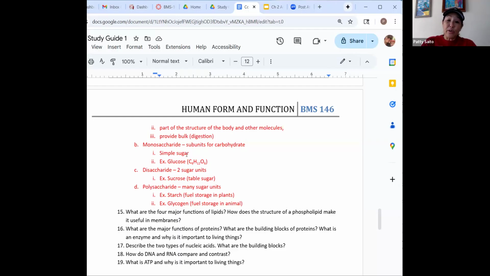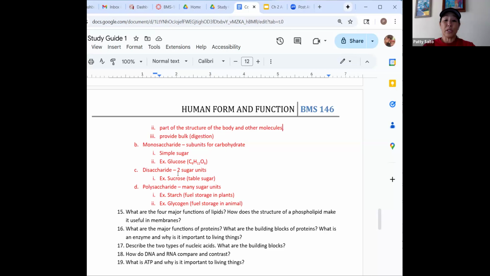And we can put sugar units together to form larger molecules. So I call it a subunit for carbohydrates. It's the basic unit of a carbohydrate, a monosaccharide. So an example is glucose, C6H12O6. There are 6 carbons, 12 hydrogens, and 6 oxygens in this molecule, but it's still considered a simple sugar. Glucose is really important. It's one of the main fuels in our body to make ATP, or energy.